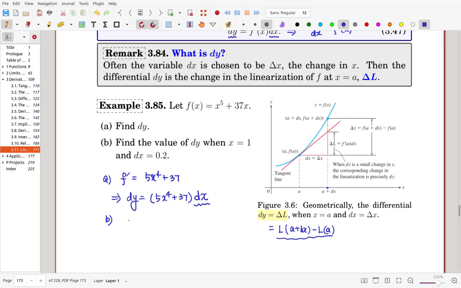Here, the dy is the same as, x is 1, which means 5 plus 37, as x is 1, so that 1 to the 4 is 1, and dx is now 0.2. So that is here 42 times 0.2. If we compute here, that is 8.4, right?